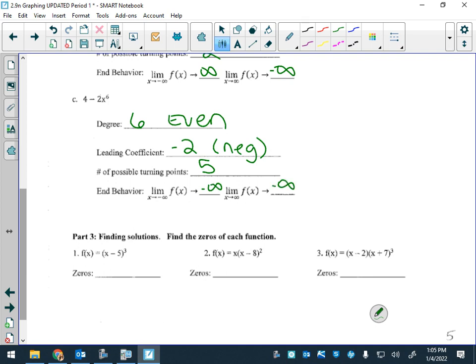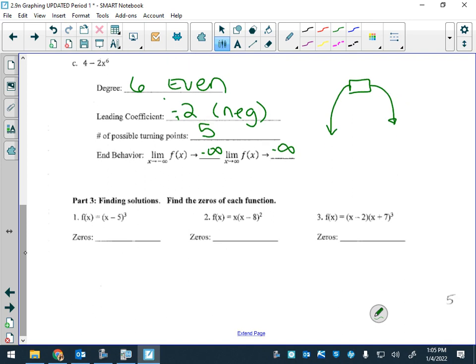Okay. Questions on that first part? Okay, and again, it's just a recap. Yes? So why do they go down again? Why exactly is the end behavior that result? Because it's even with a negative leading coefficient. So it's going to look something like that. Okay? So then finding solutions, which are also our zeros.